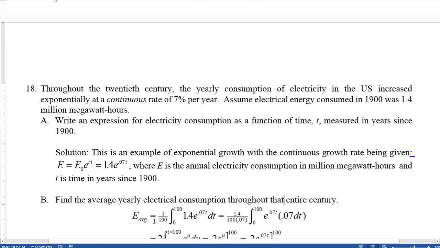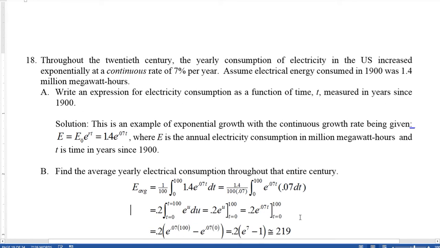Remember to do the average value of a function. It's 1 over the length of that interval, 1 over b minus a times the integral from a to b of that function. So we have the energy consumption here is 1.4 e to the 0.07 t, and we integrate from 0 to 100, and then this is 1 over 100 minus 0, so that's 1/100th, the integral from 0 to 100.